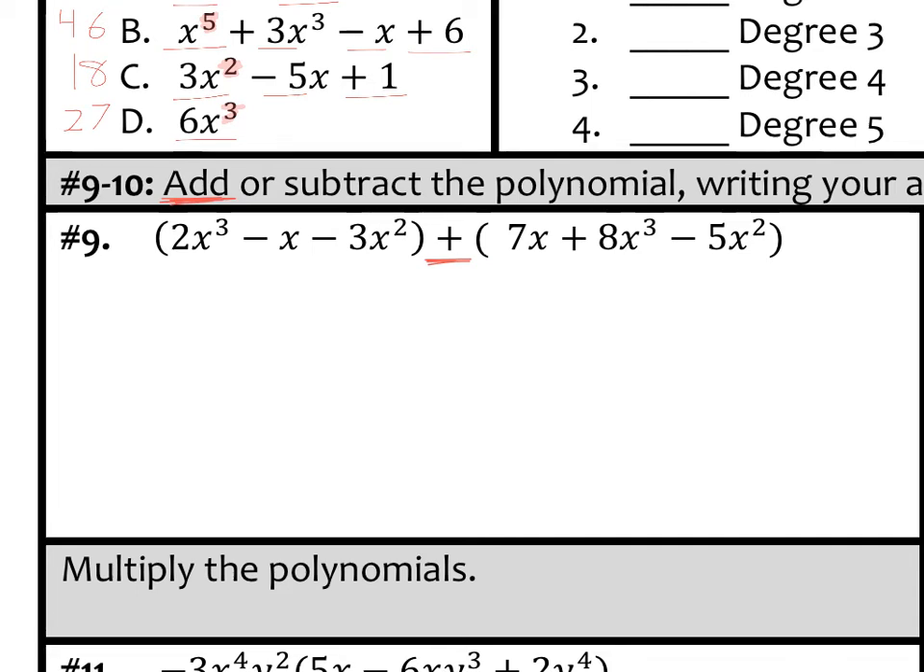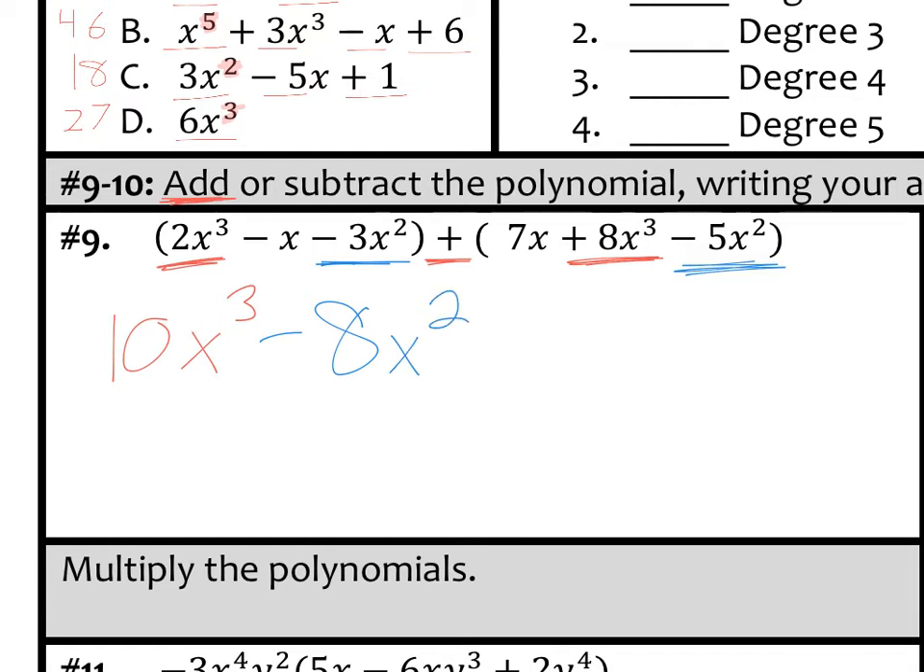To do that, we look for our biggest exponent. So let's start with a 3 exponent here, and we do have another 3 exponent there. Let's add them together. We have a 2x cubed plus an 8x cubed, that is 10x cubed. Next, look for the next biggest exponent, which is a 2. So we have a negative 3x squared and a negative 5x squared. We add those together, and we get negative 8x squared. Last, we have x to the first power and x to the first power, invisible 1 exponents. We have a negative 1 plus 7. Negative 1 plus 7 is 6, so plus 6x.